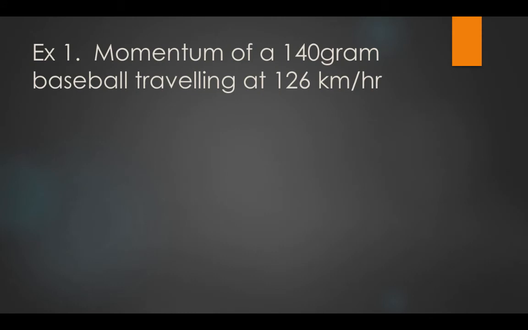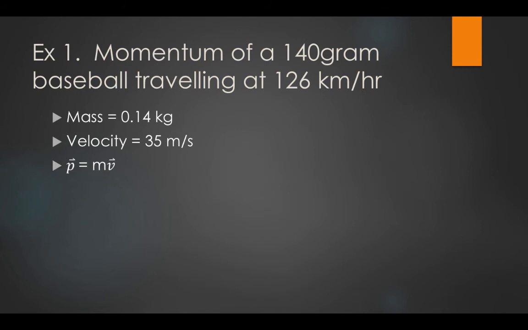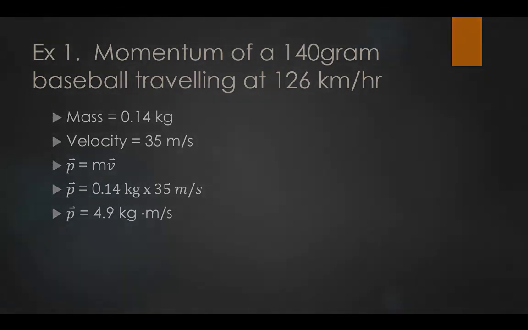Let's look at two simple momentum calculations. The first example is a 140-gram baseball thrown with a velocity of 126 kilometers per hour. Converting these measurements to the proper units makes the baseball 0.14 kilograms and the velocity of the ball 35 meters per second. Momentum is mass times velocity. Subbing in our values, we have momentum equals 0.14 times 35. Momentum is 4.9 kilogram meters per second.